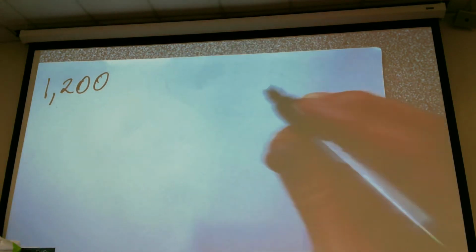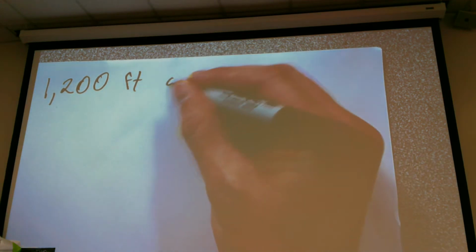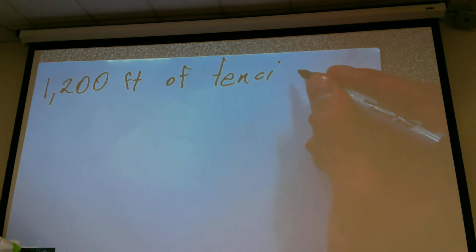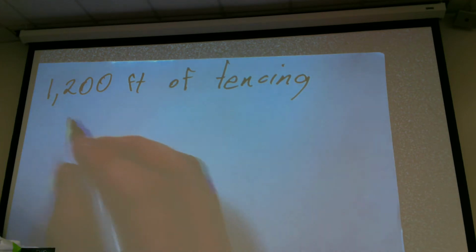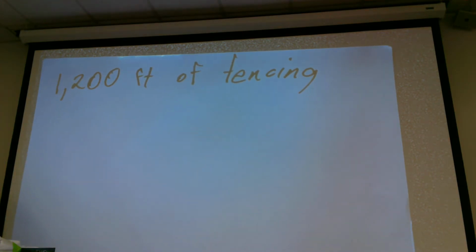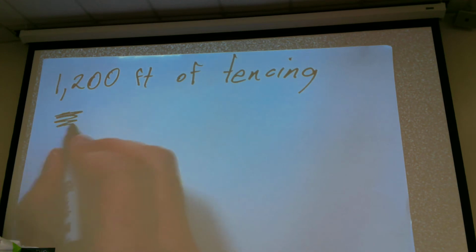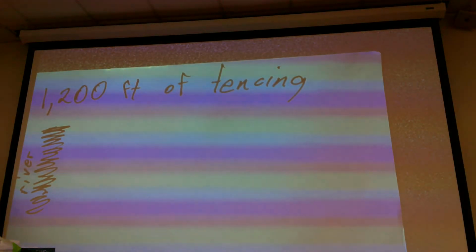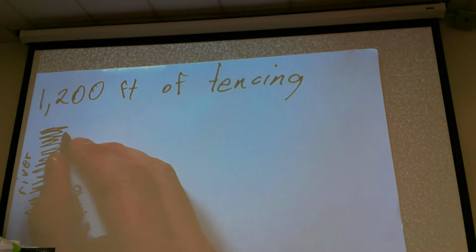Let's say we restrict it so that we only have 1,200 feet of fencing. So we have 1,200 feet of fencing, and we're building this fence around a pasture where that's the river right there. We don't need fencing along the river, and this is going to be a rectangular pasture.